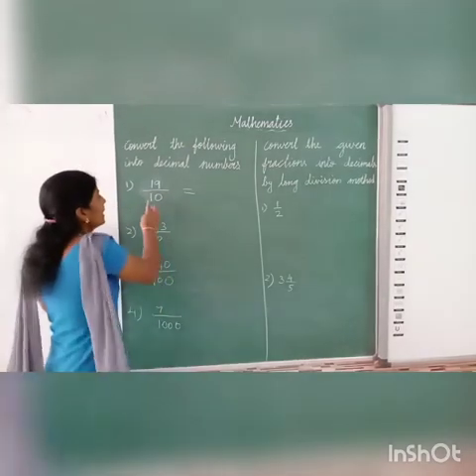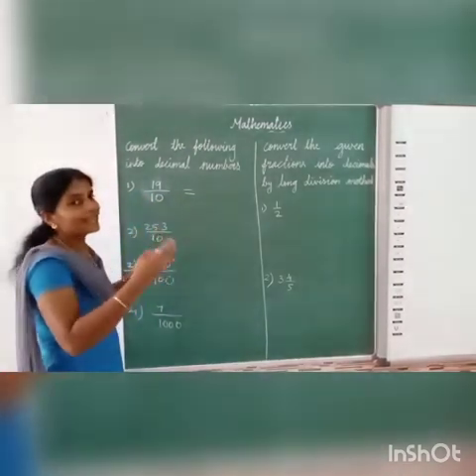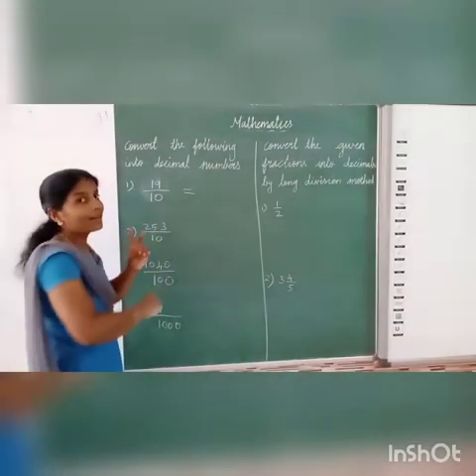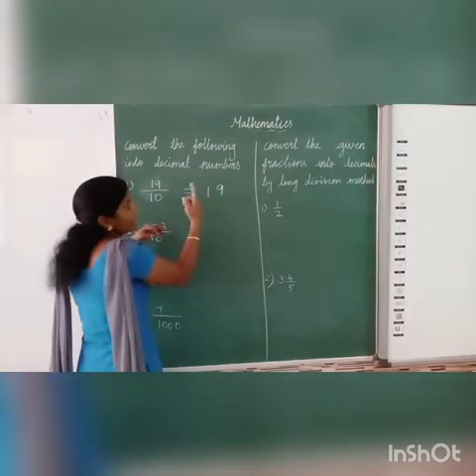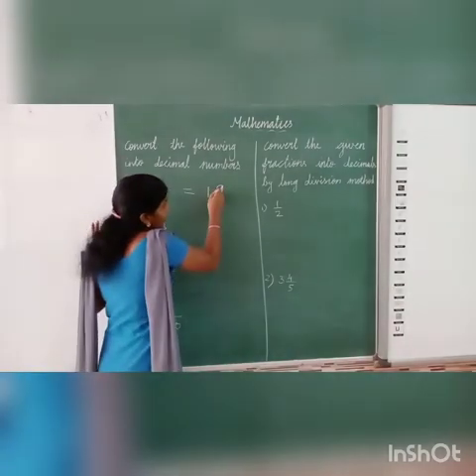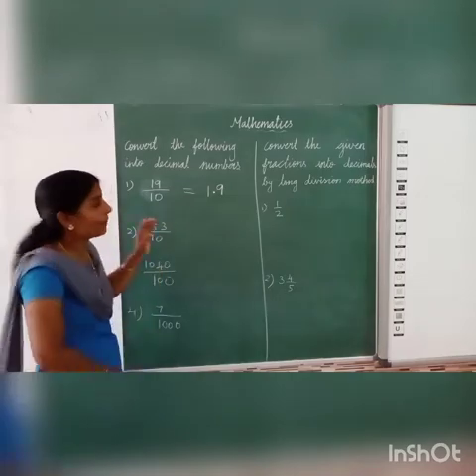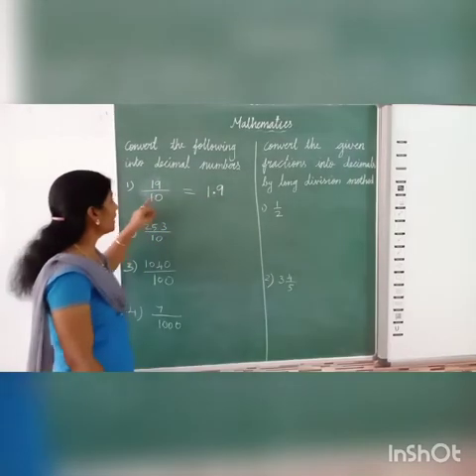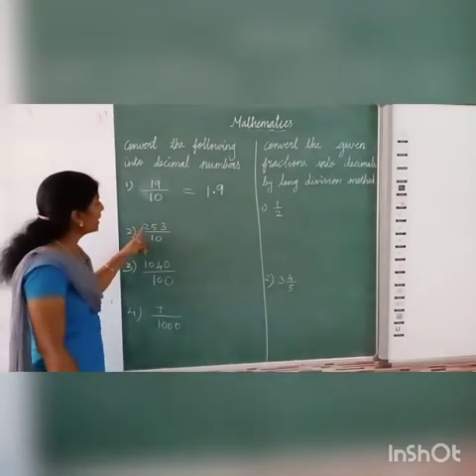Now listen. Here after 1 we have only one 0, so after the decimal point we need only 1 digit. But we have 2 digits in the numerator. So for 19, after the decimal point we need only one digit. Left to right we can put the decimal point after one digit. So we can say 1.9.